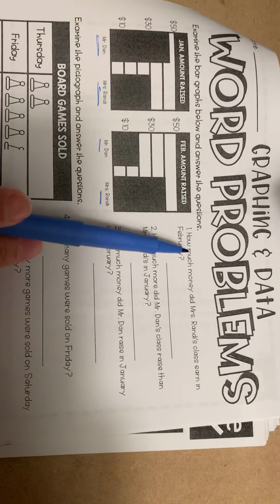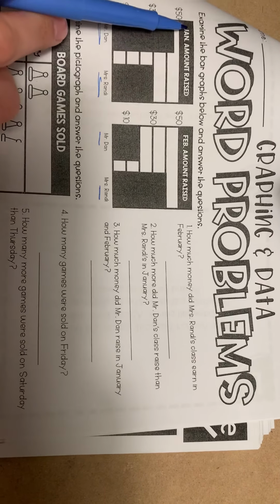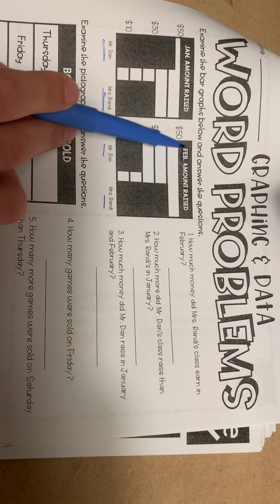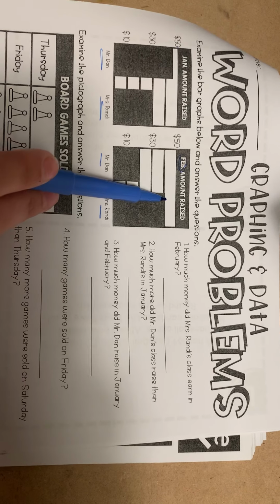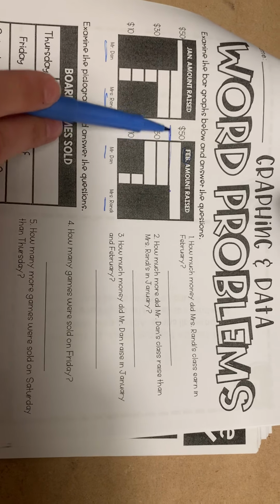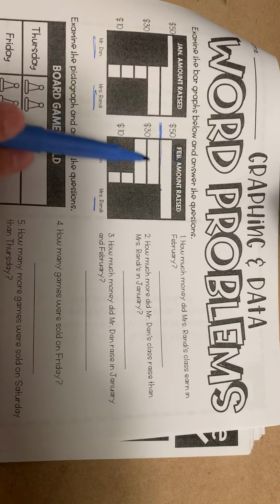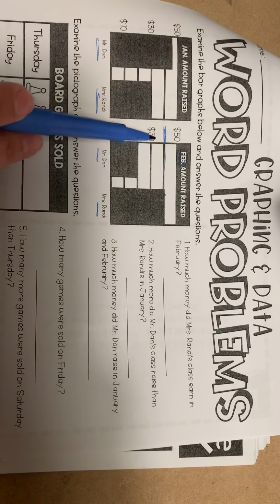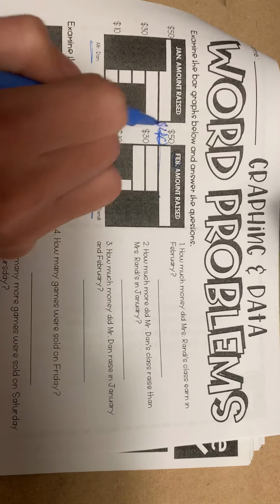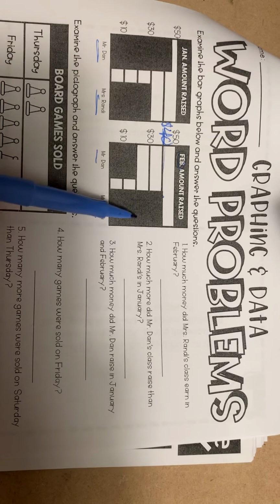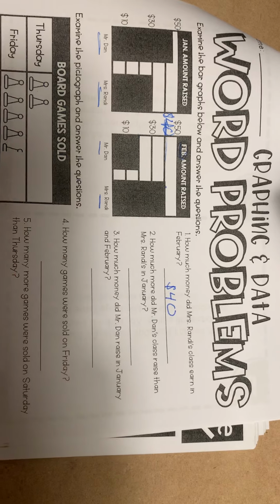For our first question, how much money did Mrs. Randy's class earn in February? We look and find February right here, and we find Mrs. Randy, and we look all the way up, and it looks like it's right in between 30 and 50. It looks like everything's counting by tens. So if we go 10, 20, 30, 40, we can say that this bar ends up at $40.